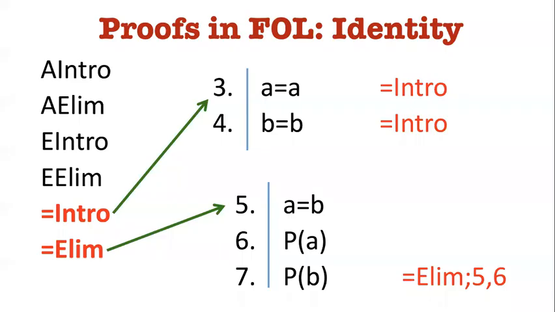Hi folks, in this video we talk about doing formal proofs with the identity predicate. This is the last thing you need to know in order to know how to do all kinds of formal proofs in FOL. You've already learned how to deal with the intro and Elim rules for the quantifiers, so the identity is the last symbol that we need.